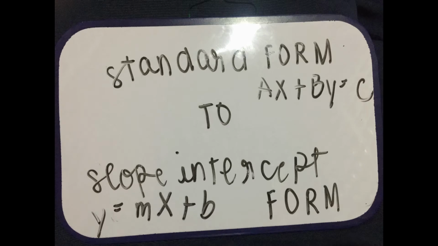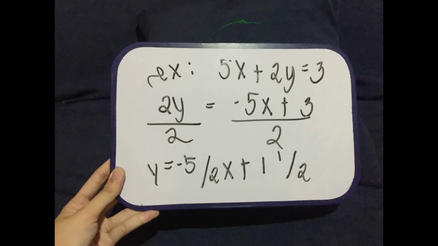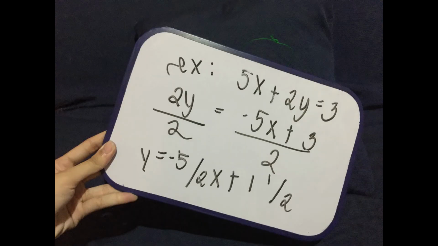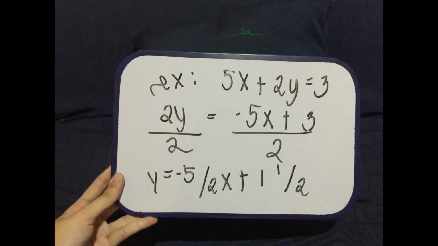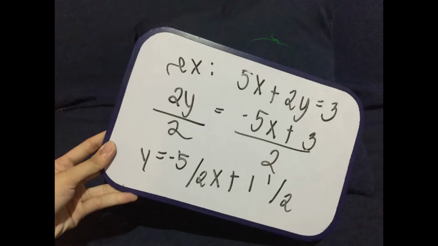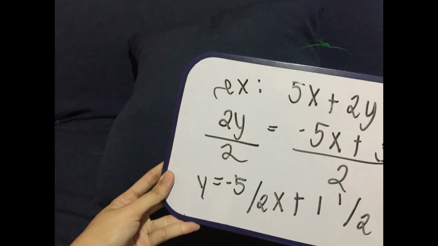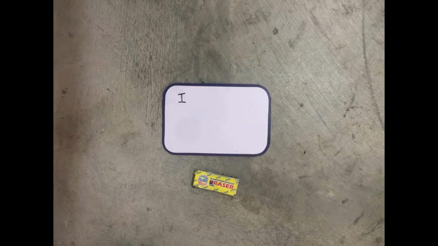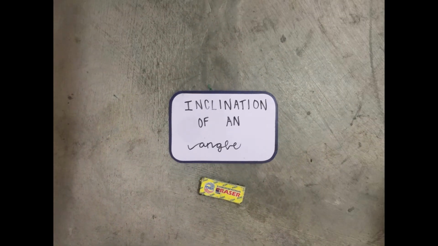Standard form, 5x plus 2y is equal to 3, we have to transpose 5x to the other side. That would be 2y is equal to negative 5x plus 3. We have to get rid of the coefficient, so we have to divide both sides by 2. 2y divided by 2 is y. Negative 5x divided by 2 is negative 5 over 2 x. And 3 divided by 2 is 1.5.